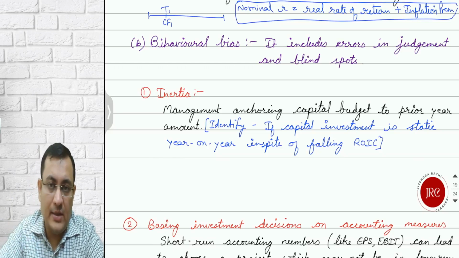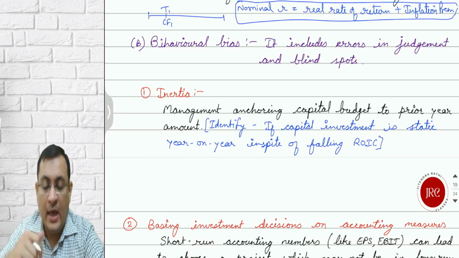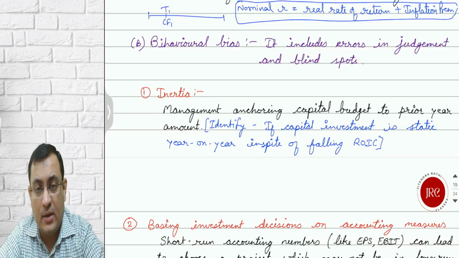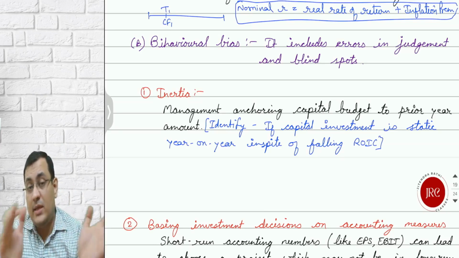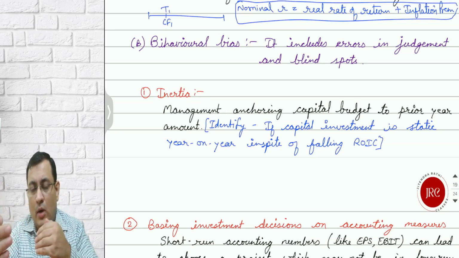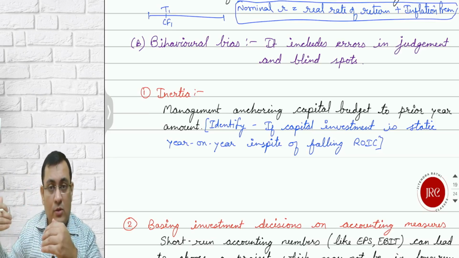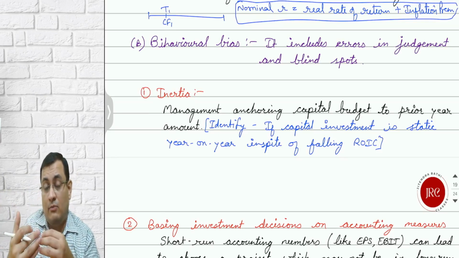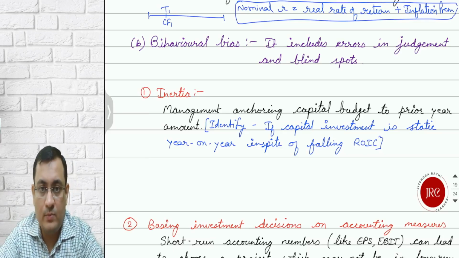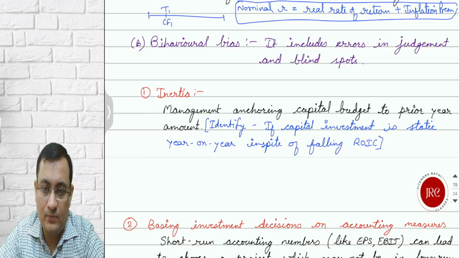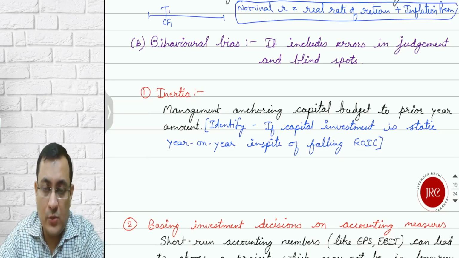So how to identify this error? If the capital investment is static year on year or it is increasing in spite of falling return on invested capital, it means your returns are decreasing YOY, but your investment is either static or increasing. It means you are not considering the profitability of the project. What we are doing is that the investment amount of the project is just based on your last year numbers. That is the bias. We should be considering all factors while making capital investment decisions.